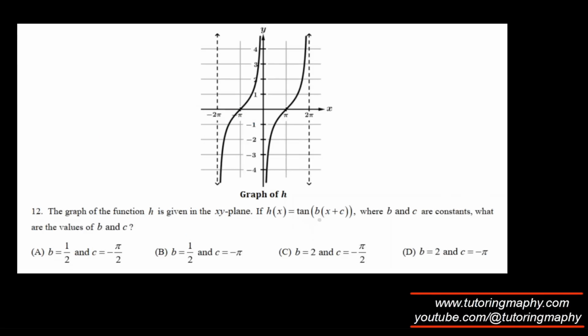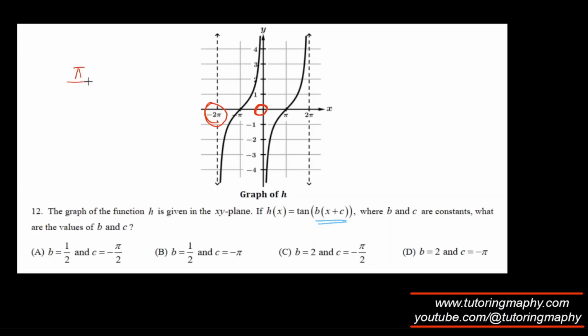Okay. Here we have a different scenario. We need to find C as well. So let's work on B first, and they are not just asking the sign, they're asking the values. I think B we can easily find using the period, because the period of this is, as you can see, going from negative 2 pi to 0.